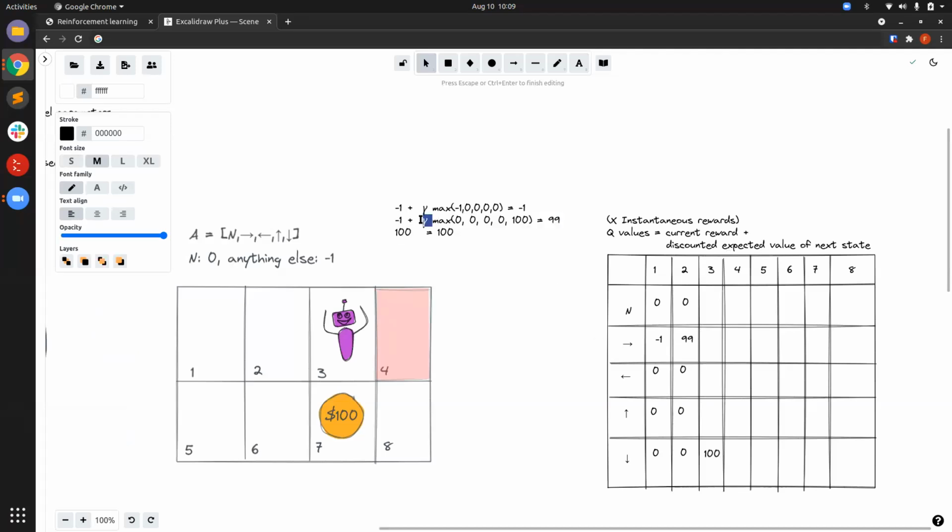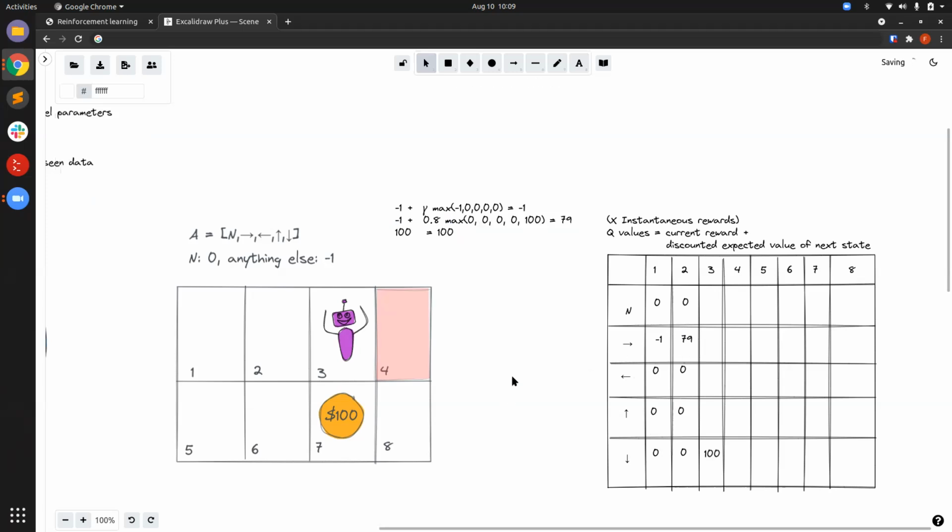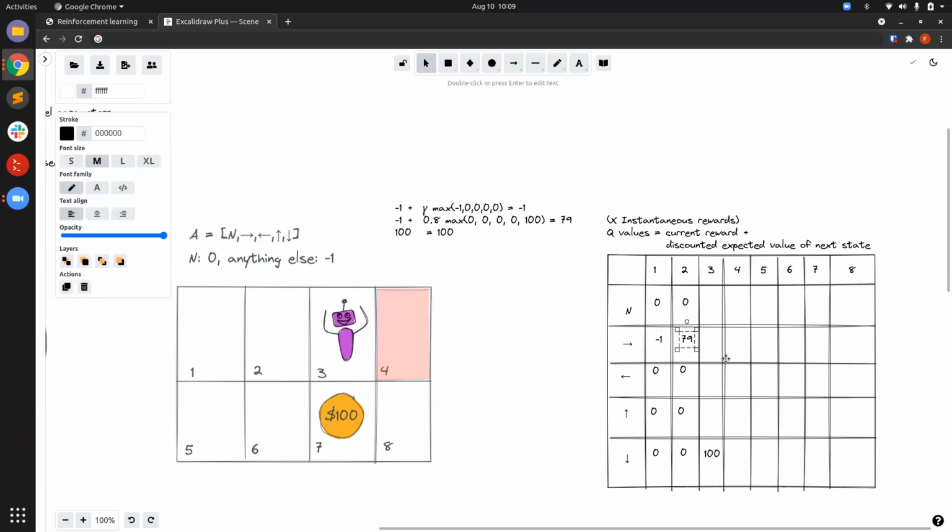Now in this case, actually, I assumed gamma was 1. I didn't specify a gamma of 1. Let's say gamma is 0.8. Okay. So if gamma is 0.8, I have to discount this. So this is actually going to be 79, right? But that's still pretty good. Okay, so 79, all right, then let's say I take another action in state 2.